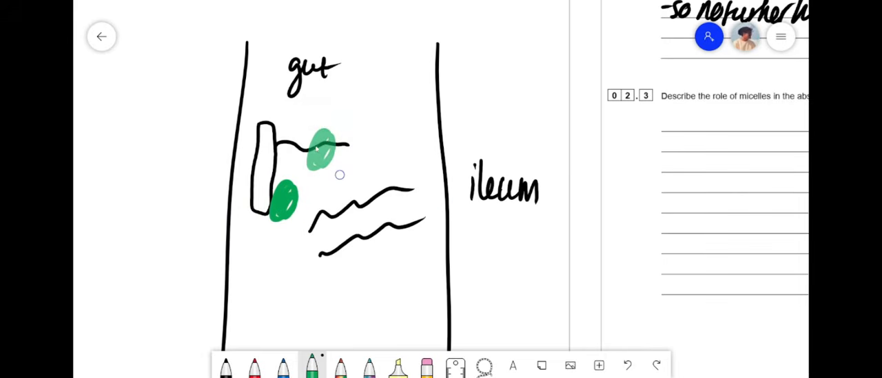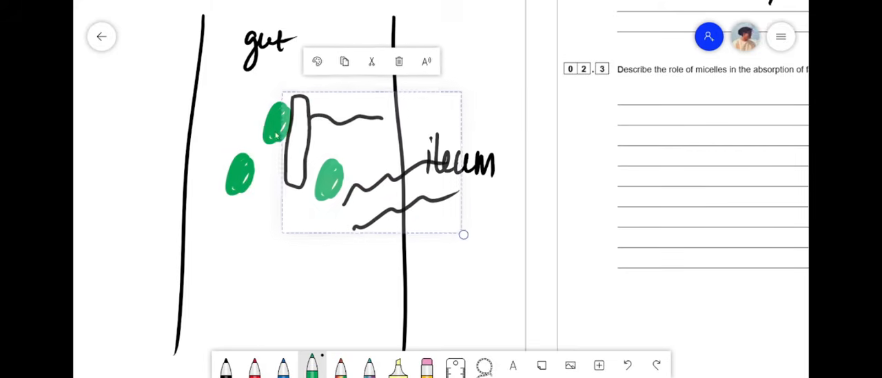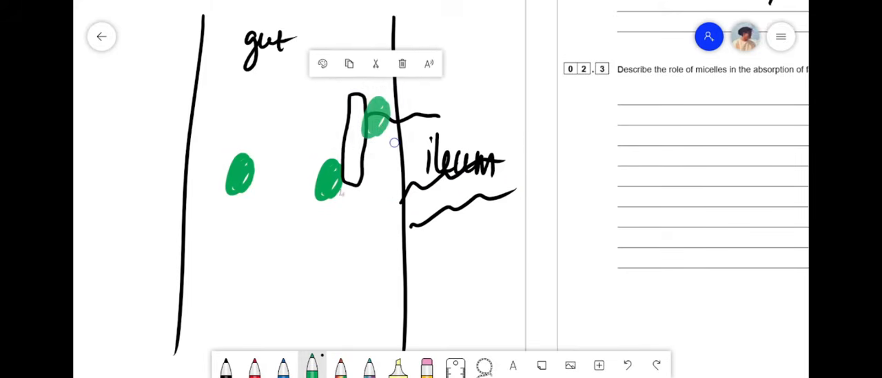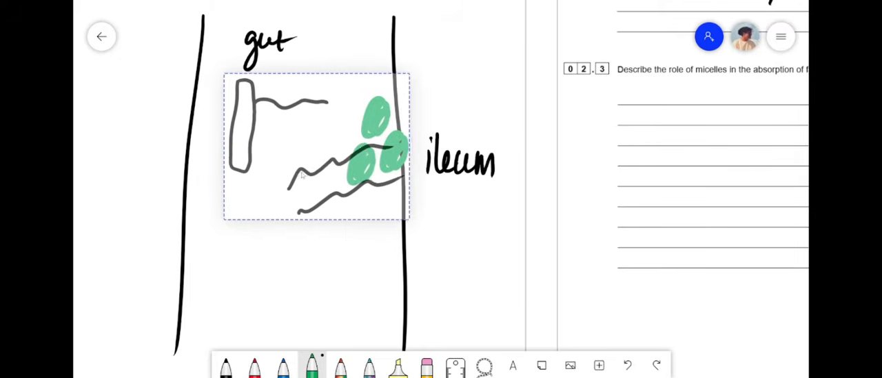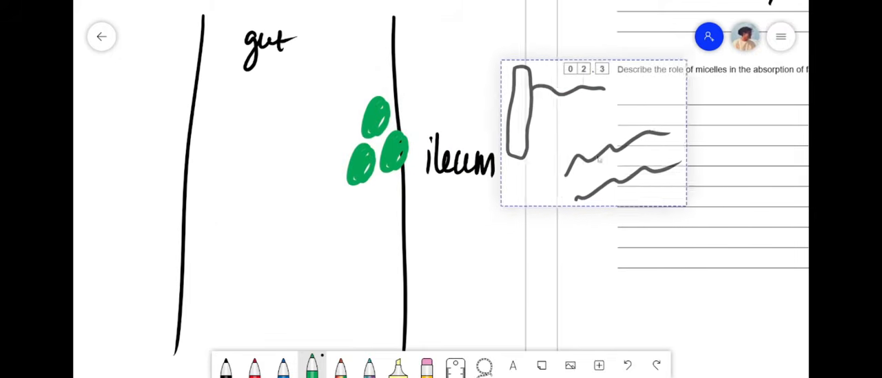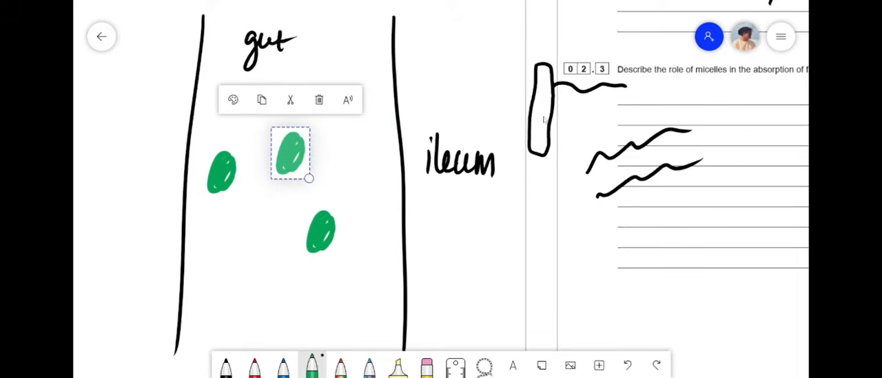So it releases the bile salts, and the bile salts associate with, so they kind of stick onto the monoglycerides and the fatty acids and help them all move together. They carry them across, they kind of drag them across. So the green bile salts move and they drag the fatty acids across. Eventually, they can just pass through freely, and these stay behind and carry on, like so.